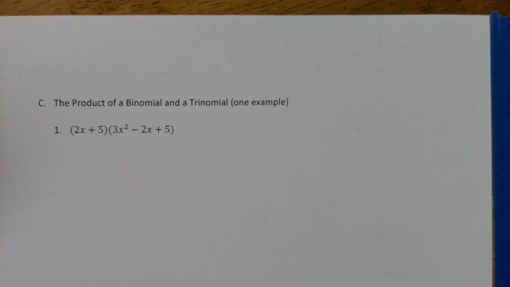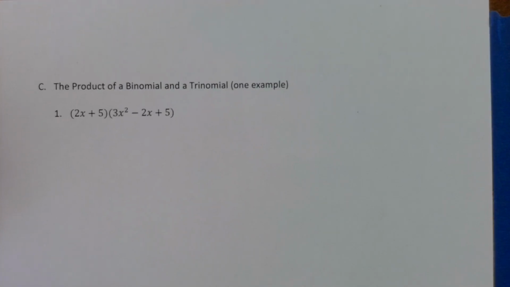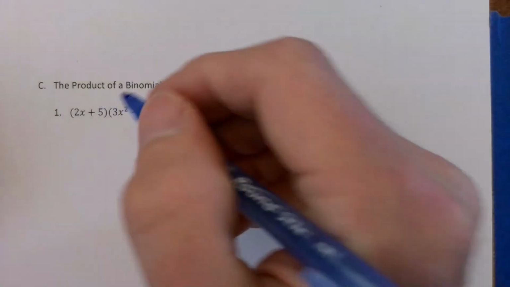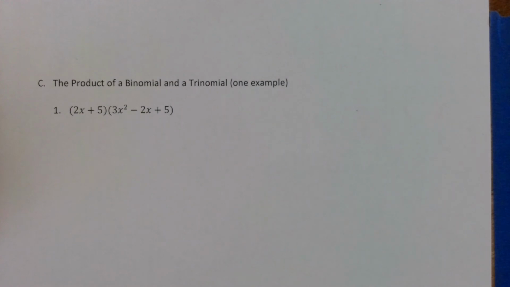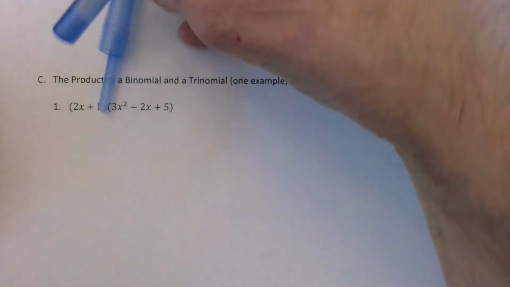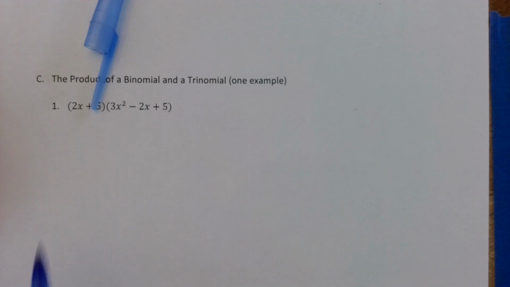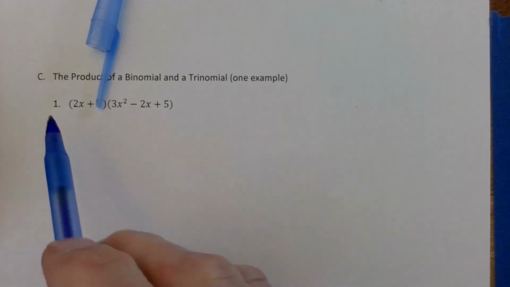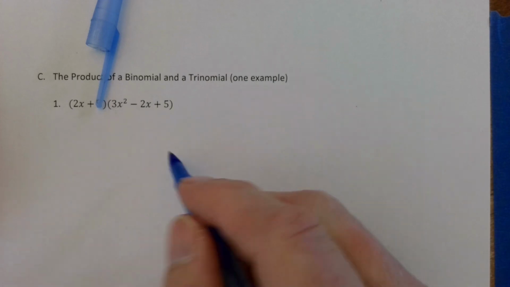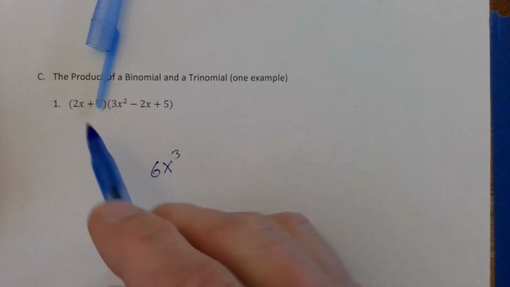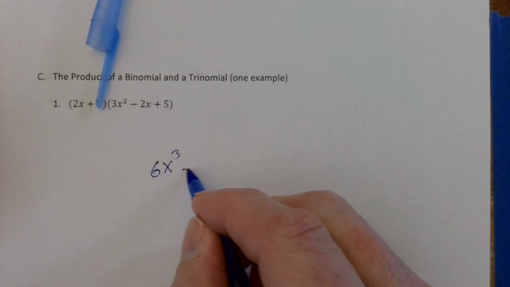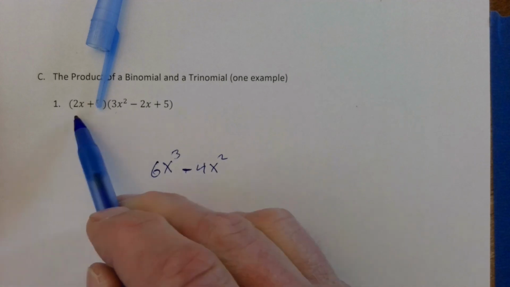You get to multiply a binomial times a trinomial. Just one example. And if you're my student, this is not going to be on my quiz, so skip it if you wish. But let's go. Cover up the 5. Multiply through with the 2x. Okay, you get to do that 3 times, though. It's 2x times 3x squared. It's 2x times 2x. And it's 2x times 5.